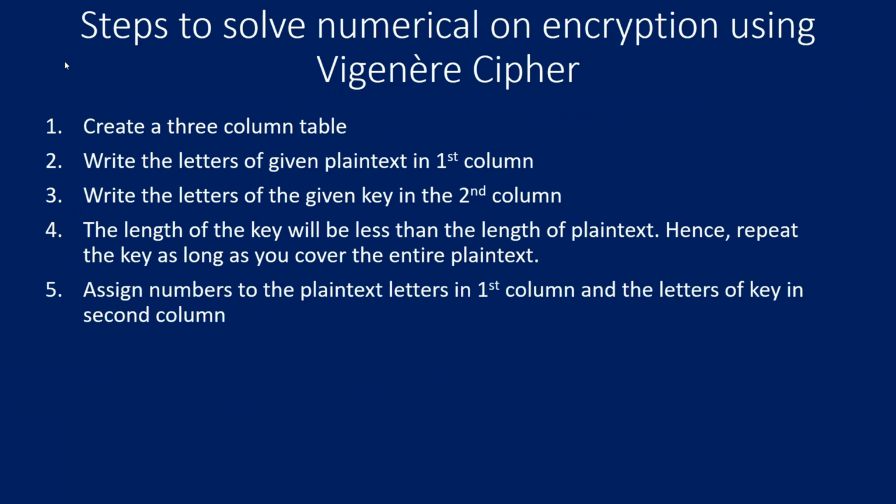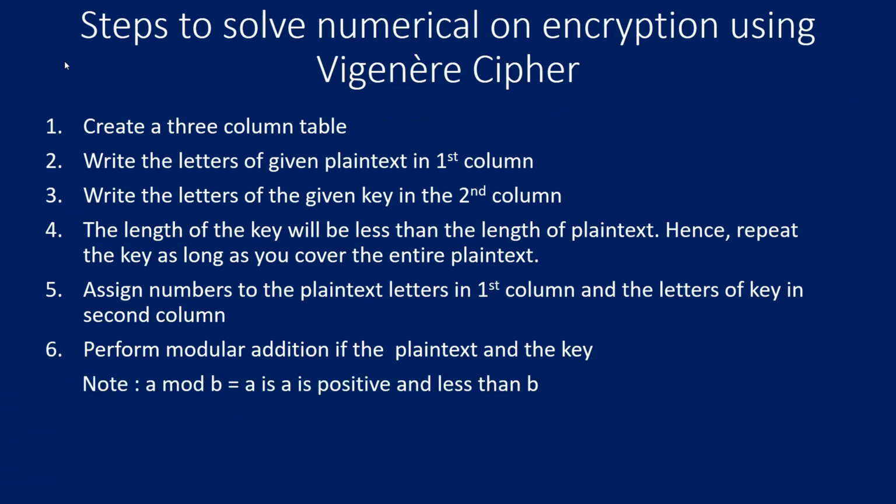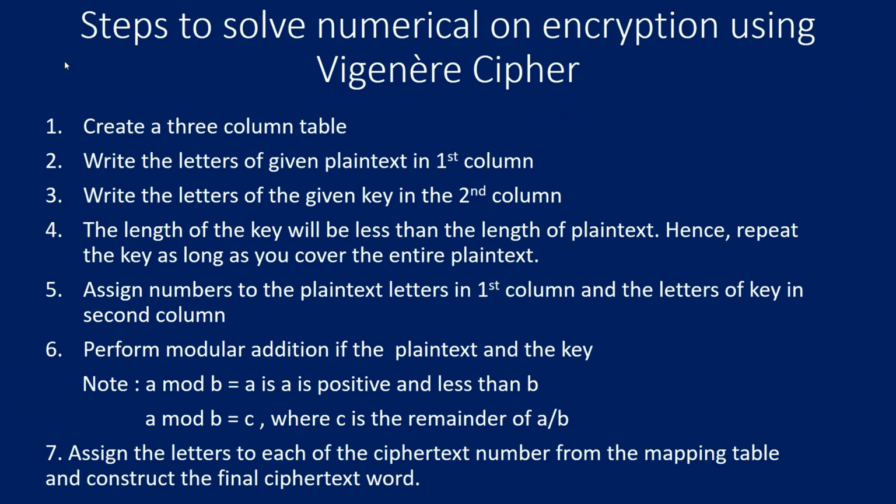Since the ciphertext is a modular addition of plain text and the key, we have to assign numbers to the plain text letters in the first column and now we have to assign numbers to the letters of the key in the second column so that we can perform modular addition of these two numbers, that is the plain text number and the number of the key. So we perform modular addition between the plain text and the key, and when doing modular addition you remember that A mod B is A if A is positive and less than B, and A mod B is C where C is the remainder obtained by dividing A by B. And the last step is you have to assign letters to each of the ciphertext numbers that you get using the mapping table and then construct the final ciphertext word.